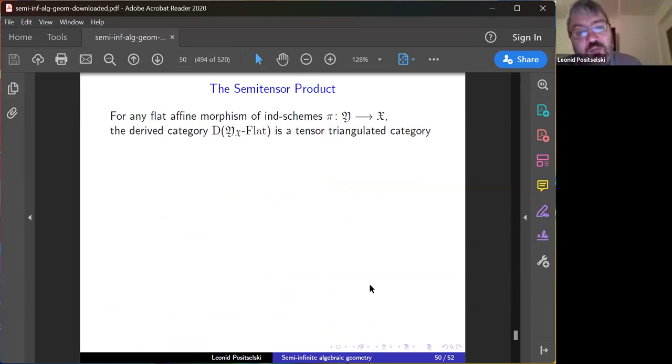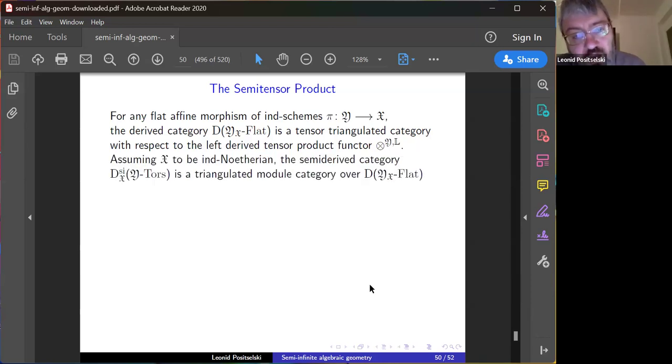For any flat affine morphism of ind-schemes, the derived category T of Y X-flat is a tensor triangulated category with respect to the left derived tensor product functor, tensor L Y. Assuming X to be ind-Noetherian, the semi-derived category D^si_X of Y torsion, the semi-derived category of quasi-coherent torsion sheaves on Y relative to X, is a triangulated module category over the derived category of X-flat pro-quasi-coherent pro-sheaves on Y with respect to the left derived tensor product functor tensor L Y.